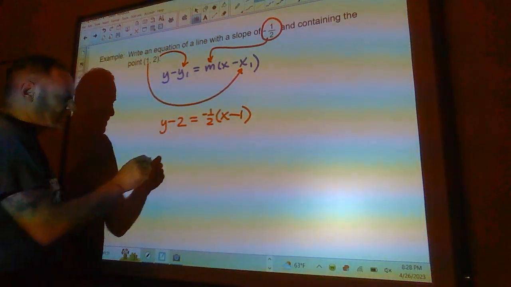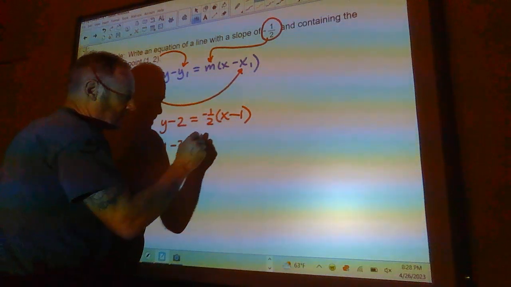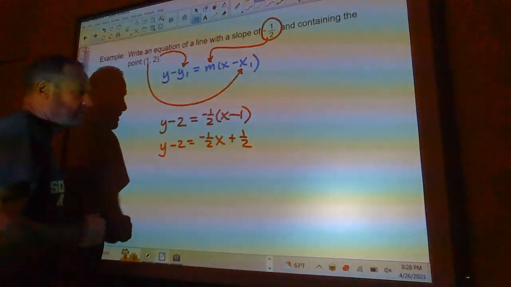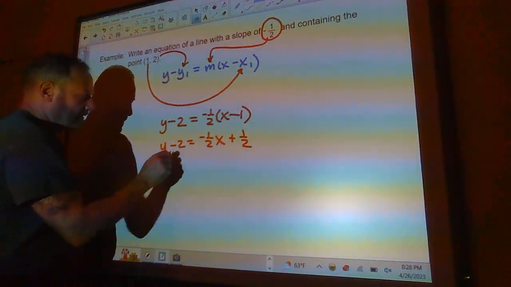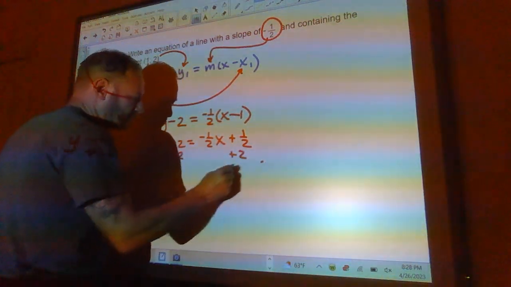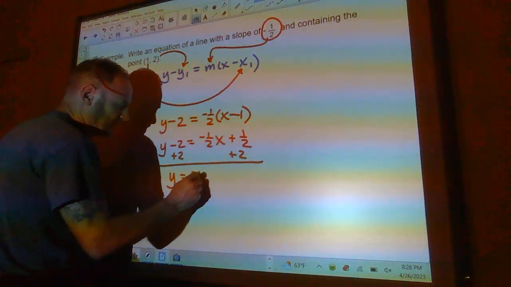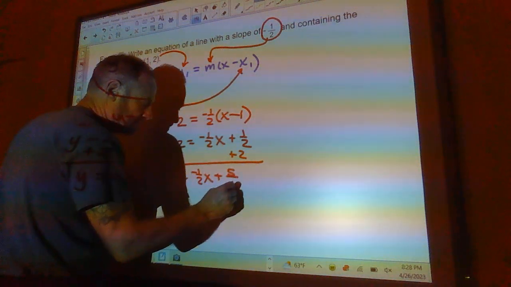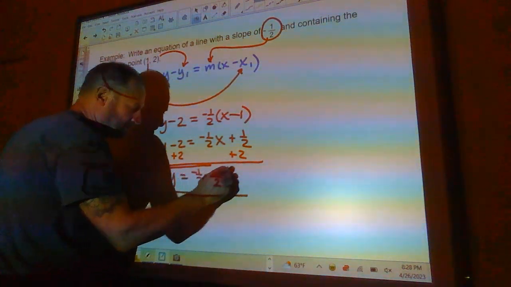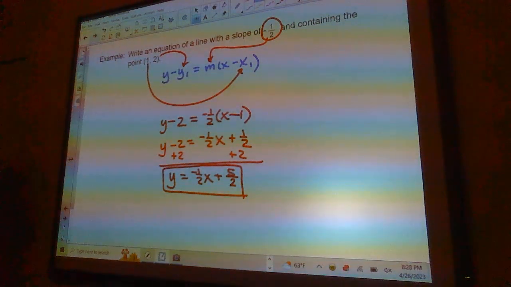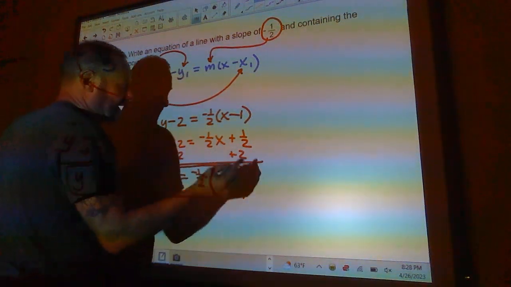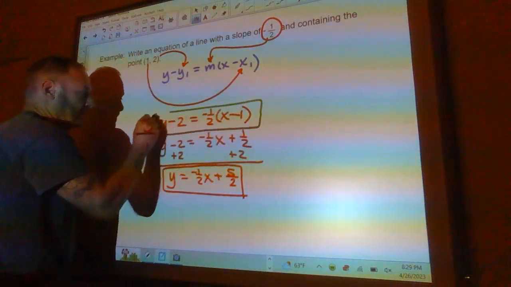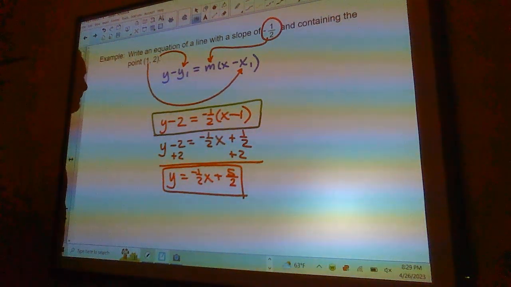And then if I need to put it in slope-intercept form, I can distribute that -1/2 in here real easy. Okay, and then I can add 2 to both sides, and I get y equals -1/2 x plus 2.5, which would be 5/2. And there's my equation in slope-intercept form. Now, if it doesn't tell you what form to put it in, then this is perfectly fine to leave it like that. Okay?